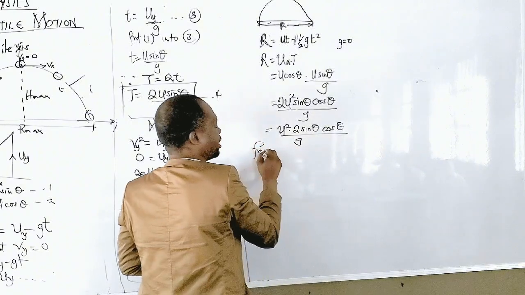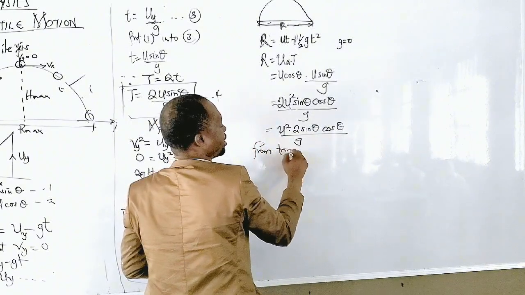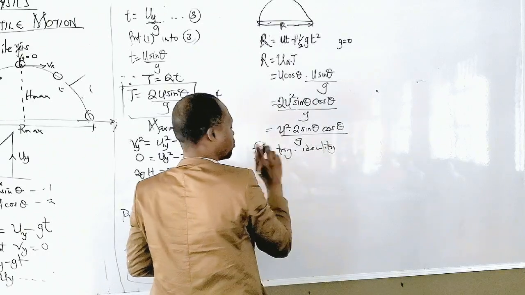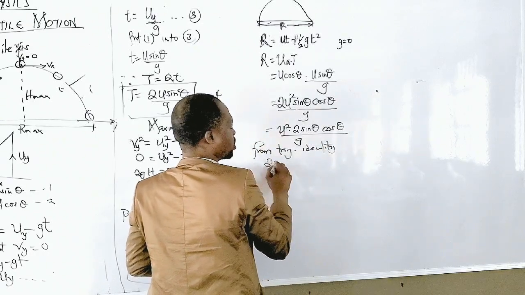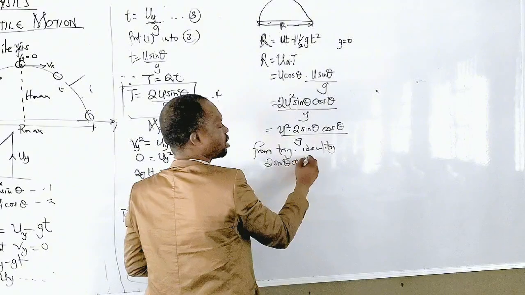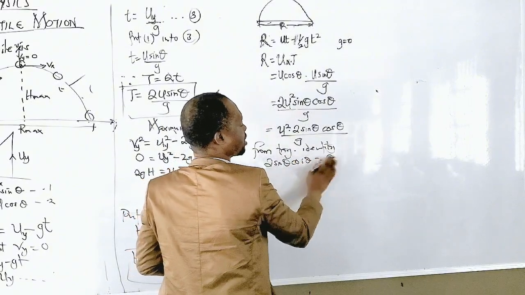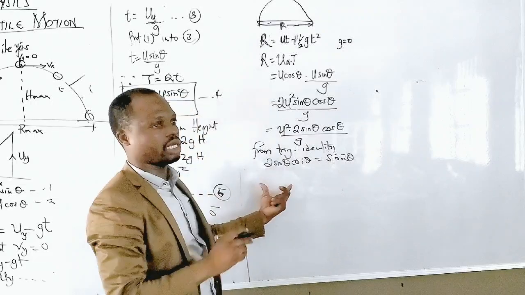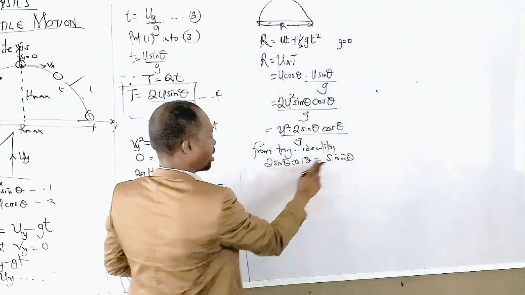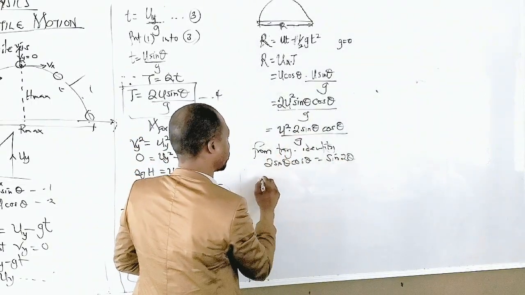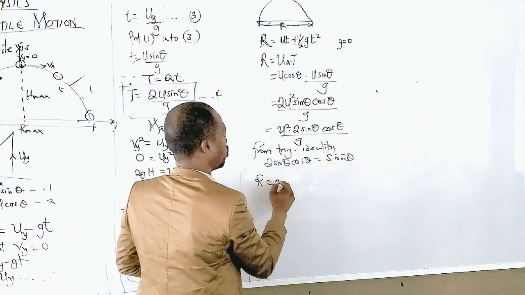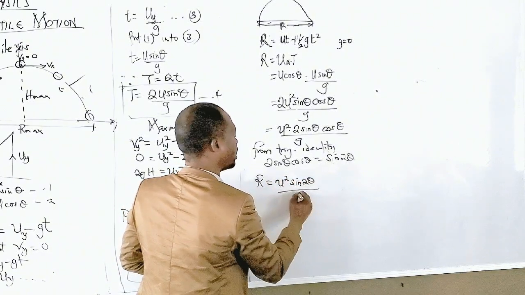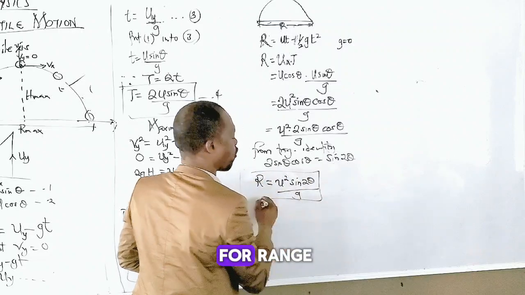From the trig identity, 2 sin theta cos theta gives us sin 2 theta. This is a trig identity. So this sin 2 theta, we are going to put it here now. So we have R equals u squared sin 2 theta over g. This is the formula for range.